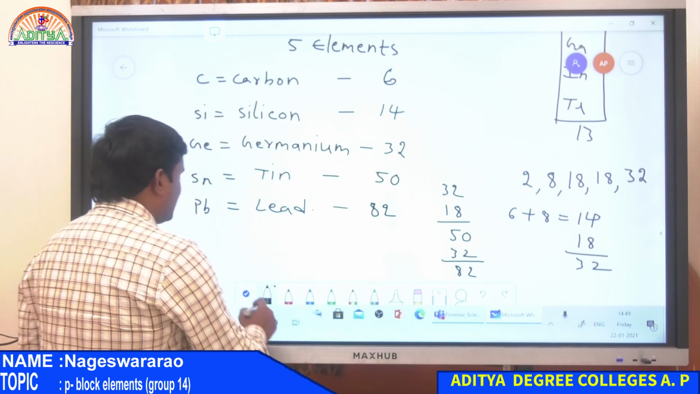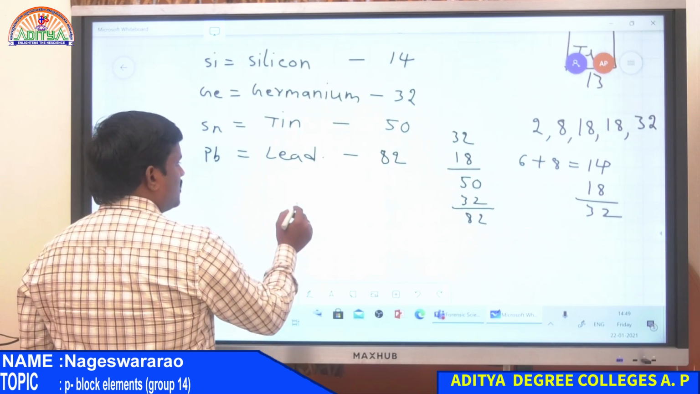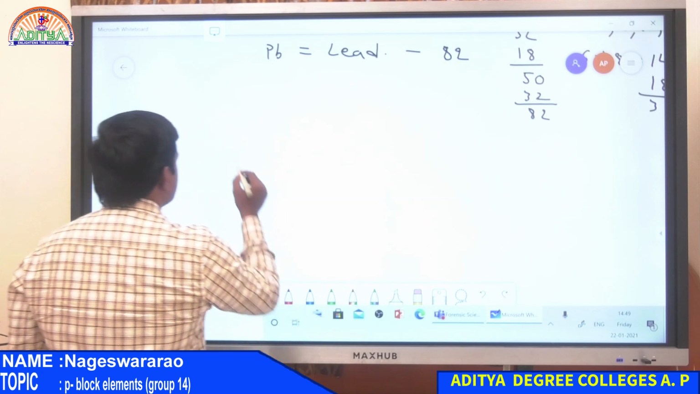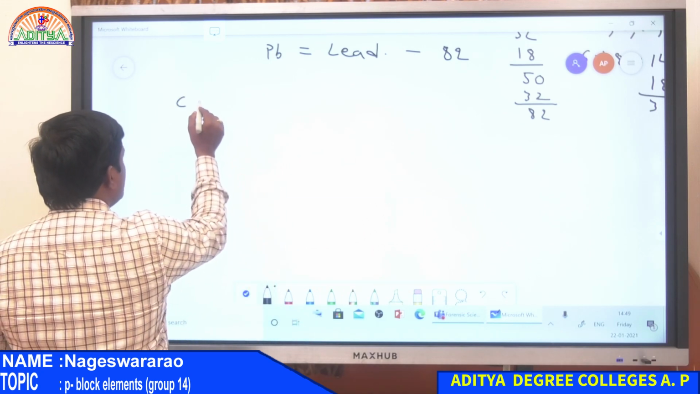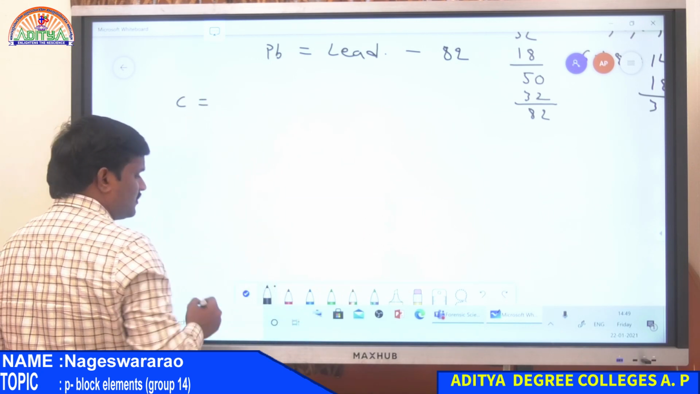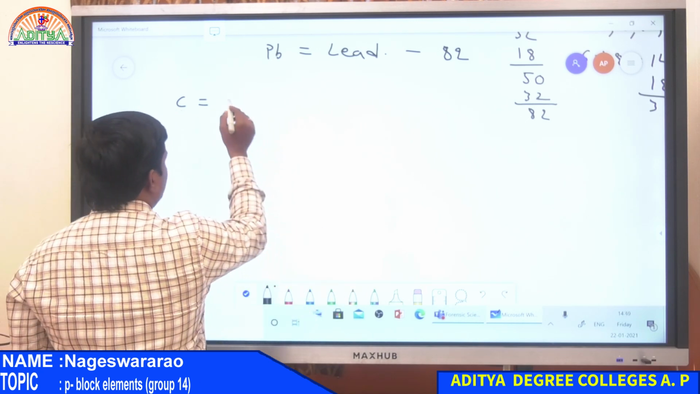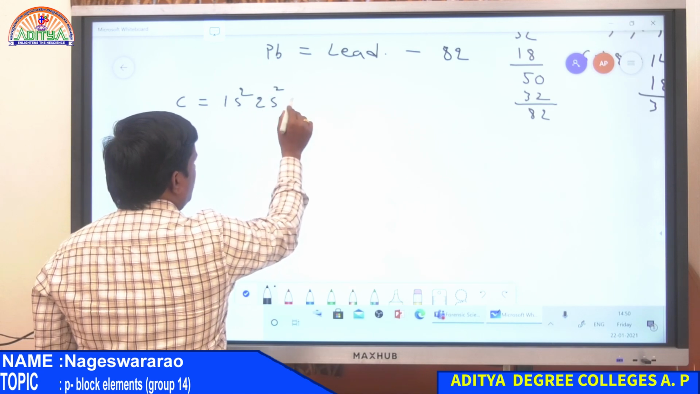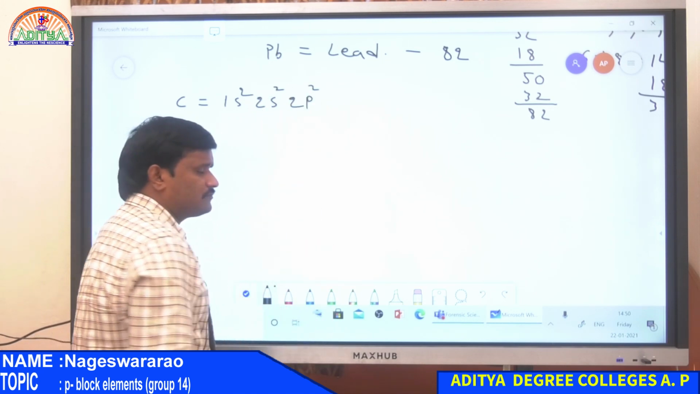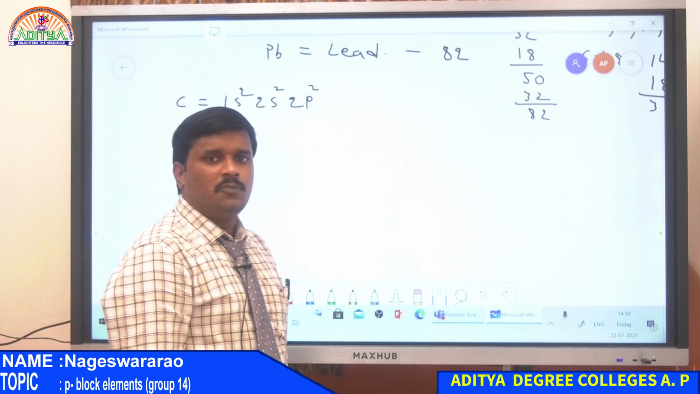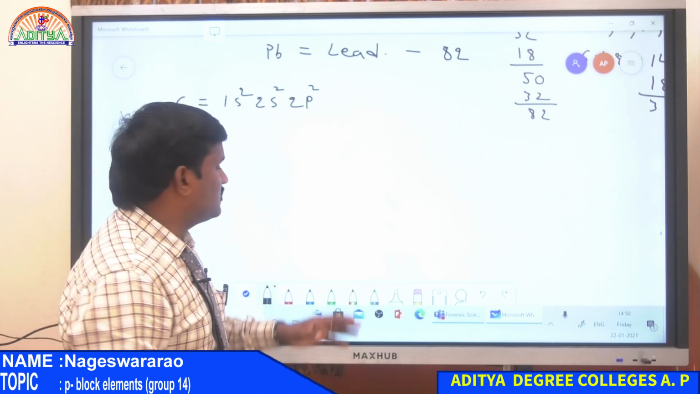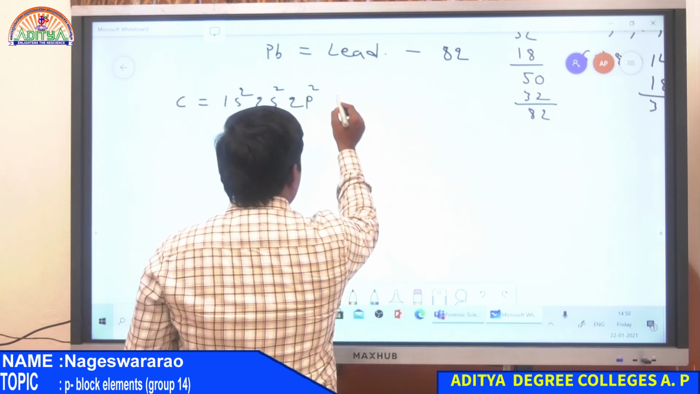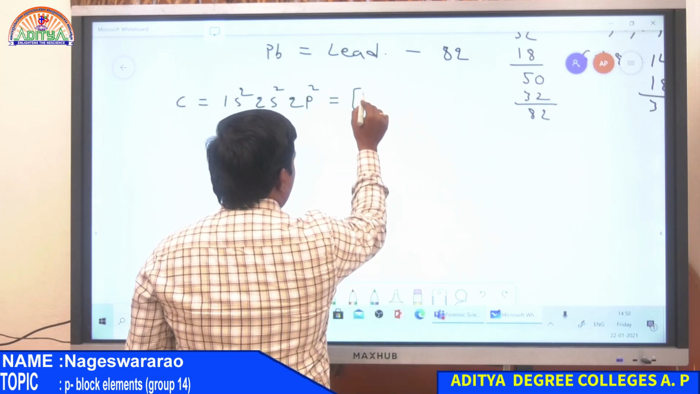Now electronic configuration. So what is the electronic configuration of these elements? First one, carbon. For carbon, what is the atomic number? It is 6. Therefore electronic configuration is 1s2, 2s2 and 2p2. So totally there are 6 electrons, 2 plus 2 plus 2, and this is simply written in terms of noble gases.